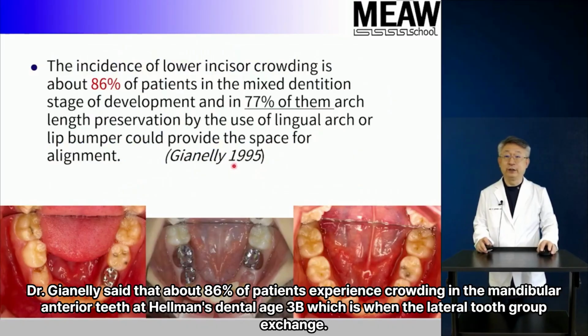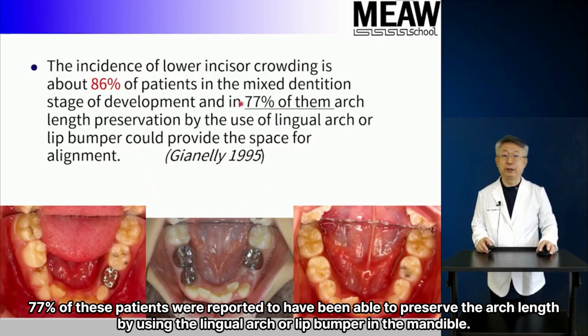Dr. Janelli said that about 86% of patients experience crowding in the mandibular anterior teeth at Hellman's dental age 3B, which is when the lateral tooth group exchange. 77% of these patients were reported to have been able to preserve the arch length by using the lingual arch or lip bumper in the mandible.